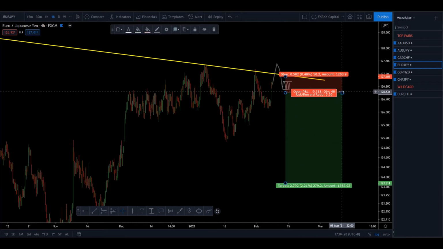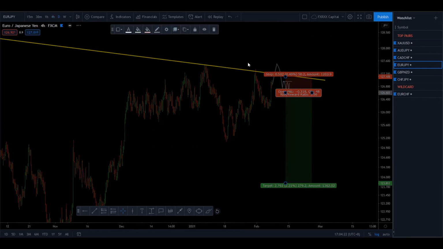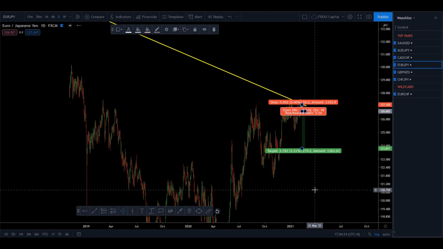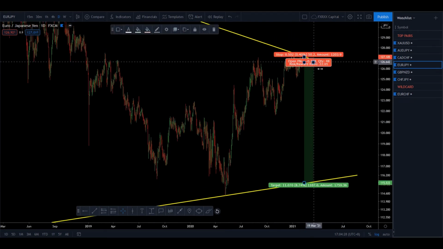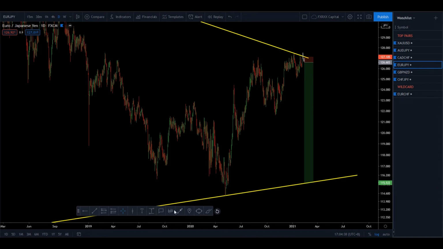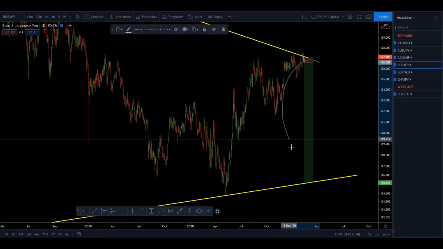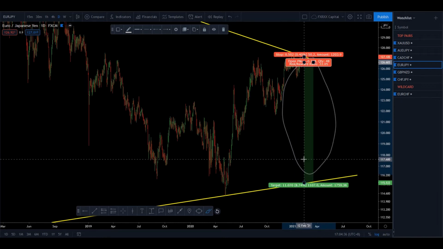So that will be the setup for this pair. As we can see in the 4-hour and daily time frames, there's a huge area from here. We understand that we are going to take profit and capitalize the position from this area. This is the area that we want to take our profit.